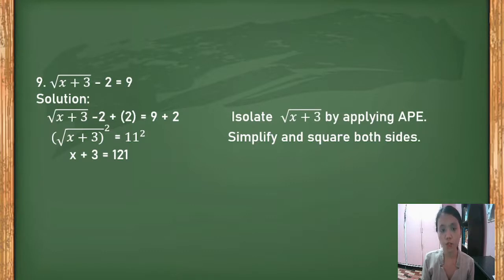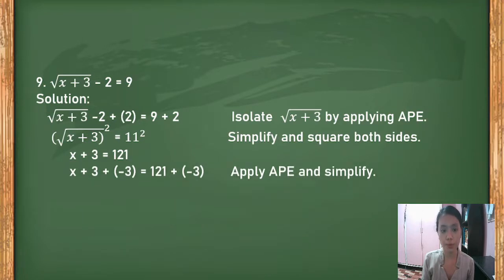And to solve for x, apply tayo ulit na APE. Add natin on both sides sa negative 3. Simplifying that, may iwan na lang sa ating left side si x. Then sa ating kabilang side, we have 121 minus 3. Subtract natin. So, therefore, in number 9, ang value of x natin is equal to 118.